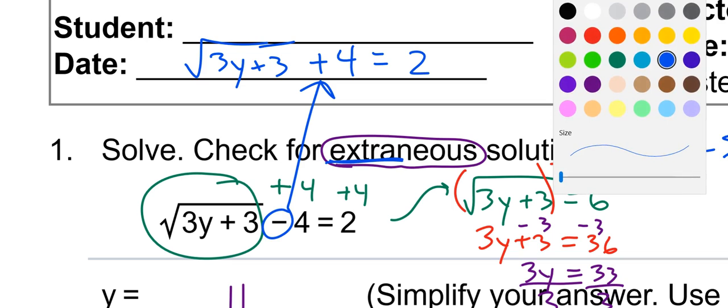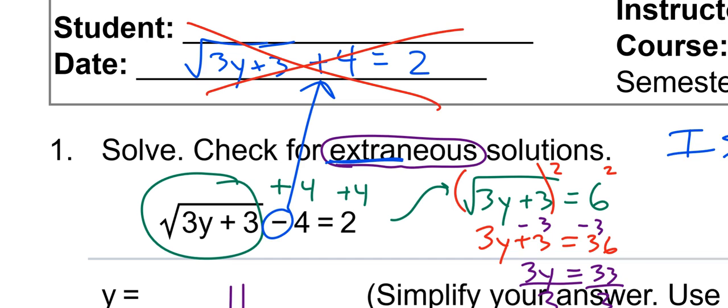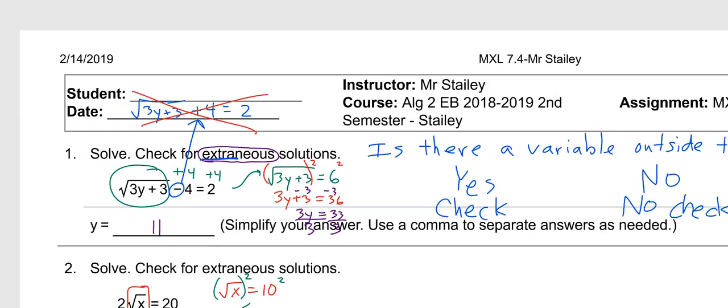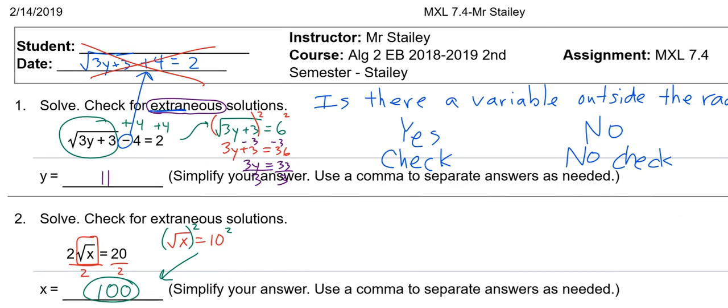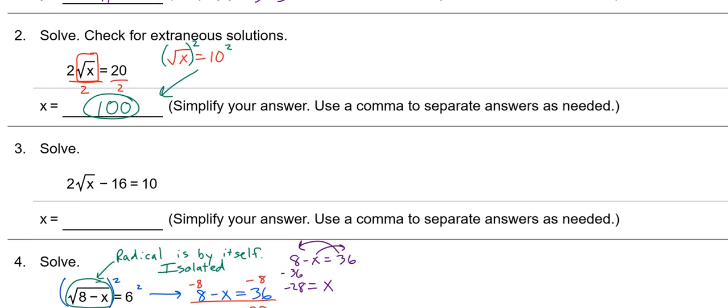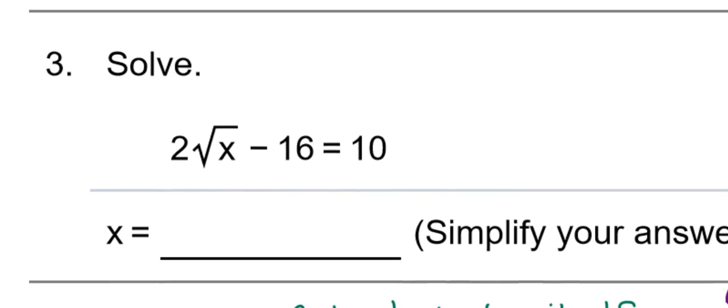But I'm not going to put you in that situation. Okay? So I'm not going to throw something at you like that. So the truth of the matter is, folks, the rule you need to look for is there a variable outside the radical? Okay? Let's do question 3.